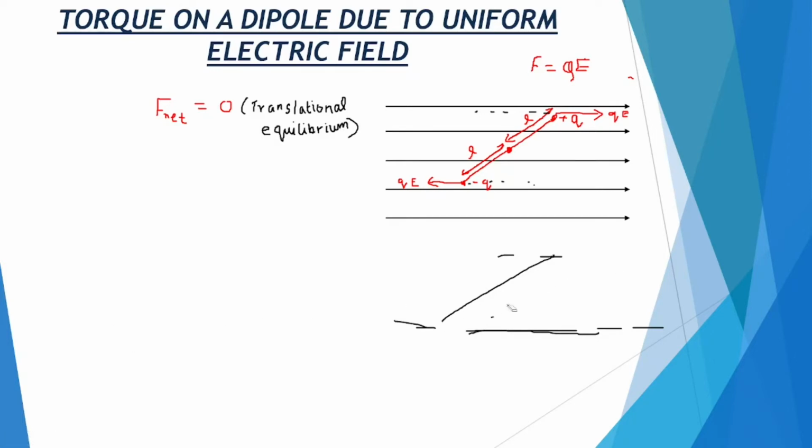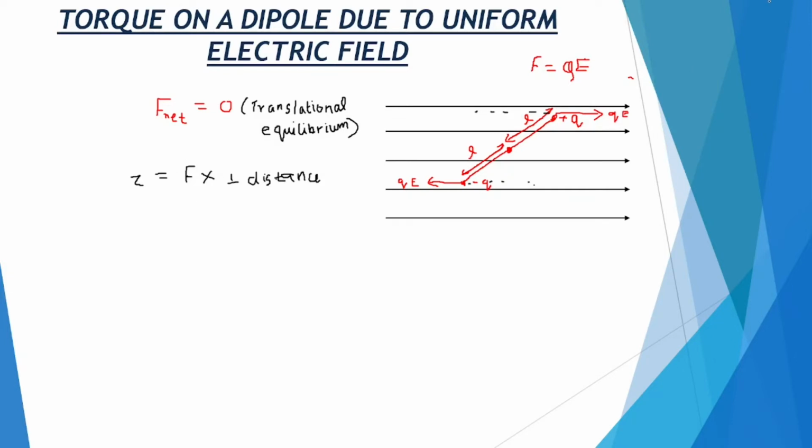Let's rub this all. So if there is a rotation taking place in this dipole, what will be there? A torque will be produced. And you already know the equation for the torque. You have already studied it in your 11th class. So torque, tau, is equal to force into perpendicular distance.